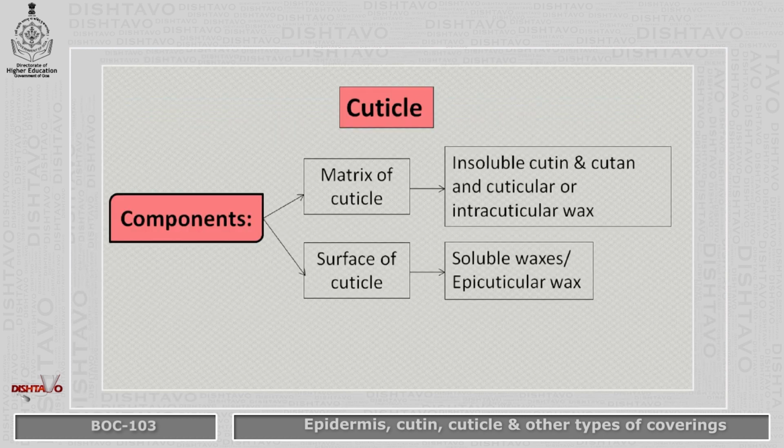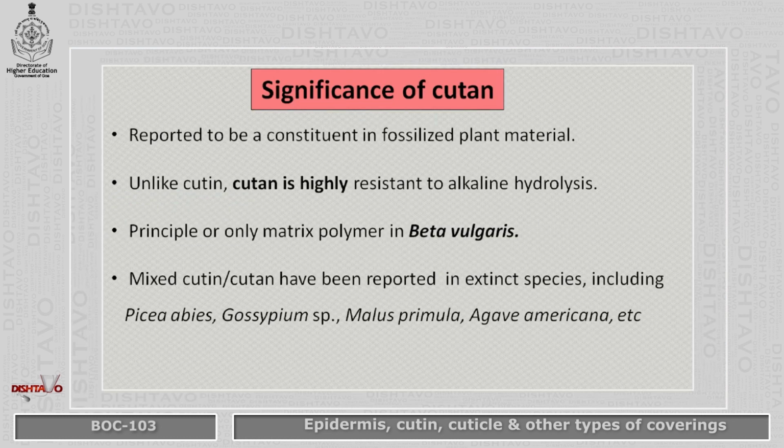Now we come to the components of cuticle. Components can be broadly classified into two different layers, that is, what is present in the matrix of the cuticle and what is present on the surface of the cuticle. Matrix includes insoluble cutin and cutan along with intracellular waxes. Surface includes soluble waxes and epicuticular waxes.